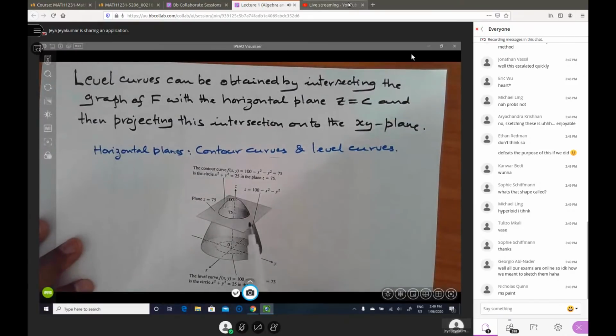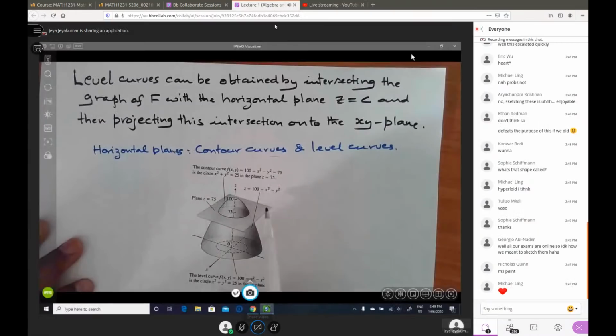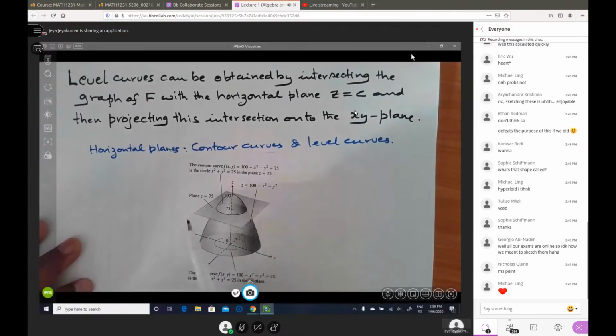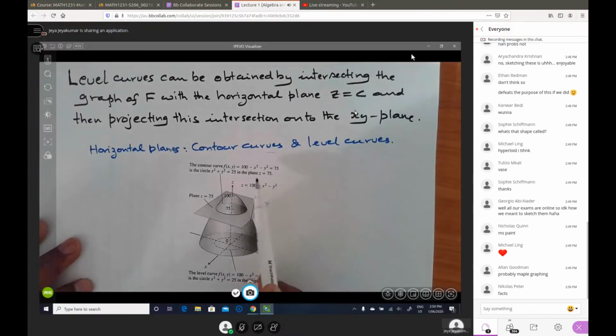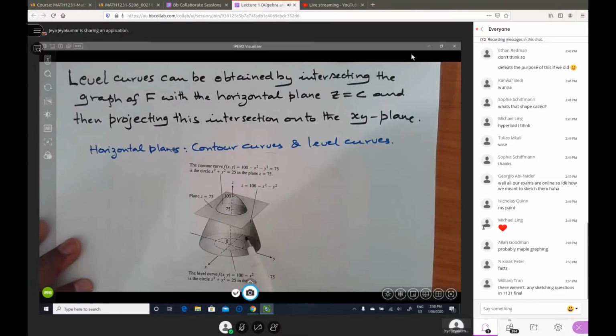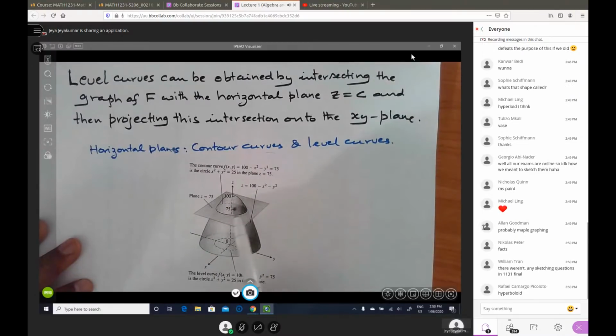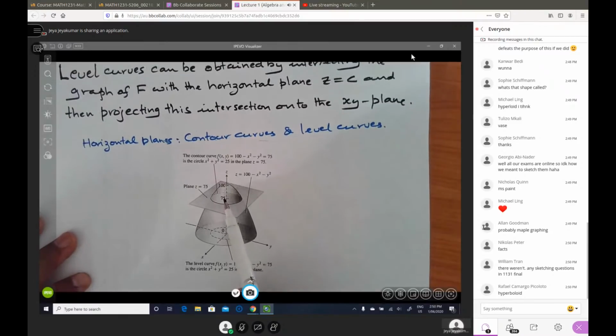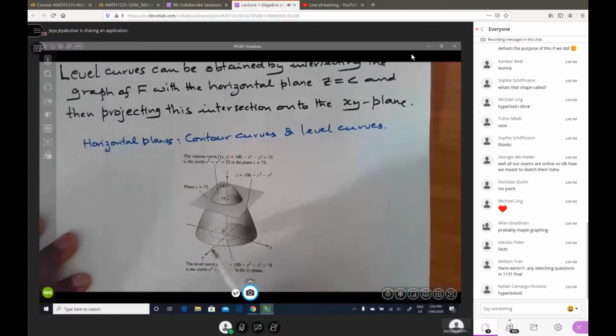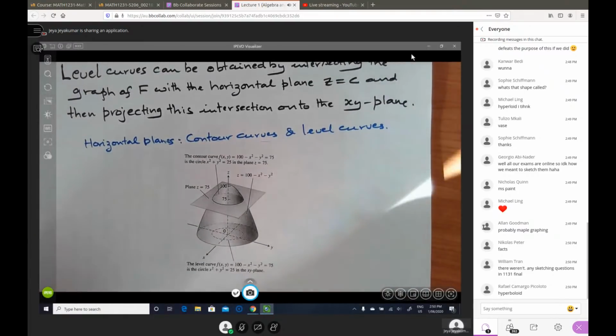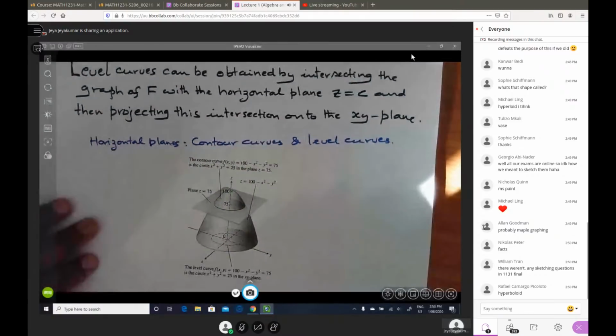Now, if you look at the plane z equals 75, that's the plane z equals 75 there. Okay? So when you put z equals 75 there, you get x squared plus y squared is 25. So when you intersect this z equals 75 plane with this surface, you see that circle there with radius 5. When you project it onto the xy plane, you get the level curves there. Okay, this is one way of looking at the level curves and so on.